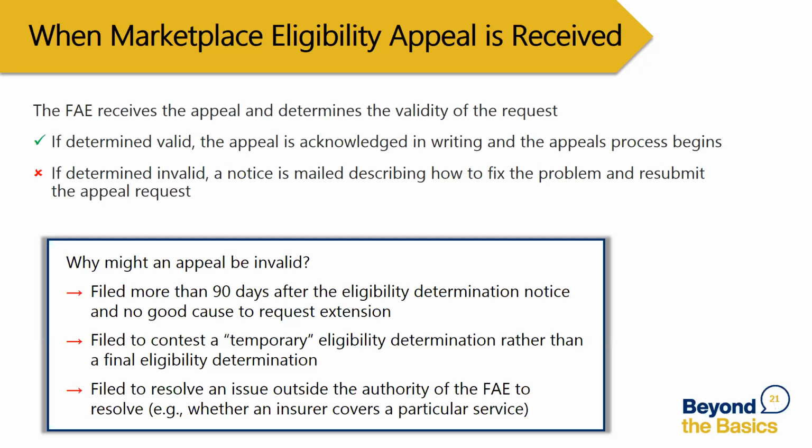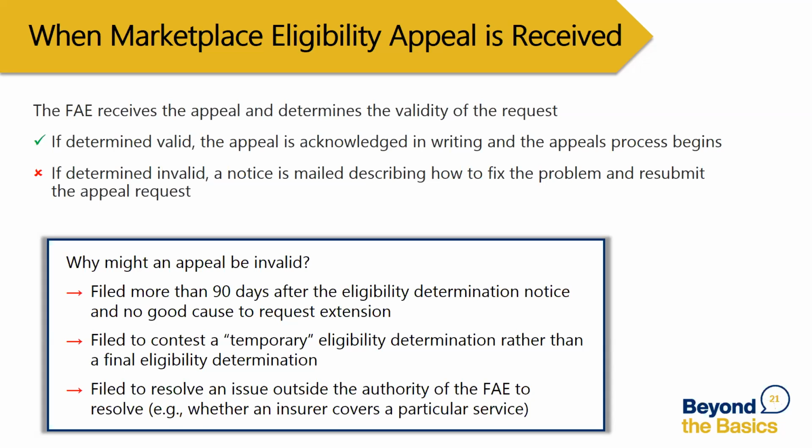So after a consumer files an appeal, the first step is for the federal appeals entity to actually make sure it's a valid appeal. So again, going through what we've just talked about for the last few minutes, is it a situation where an appeal is viable? Is it a situation where there are no outstanding inconsistencies or temporary eligibility? If everything looks good, the appeal is acknowledged and the process begins. If it's determined invalid, then the consumer is going to get a notice explaining that. The consumer may want to fix the problem and refile the appeal, or they may need to wait a period of time until temporary eligibility or an inconsistency period is done.